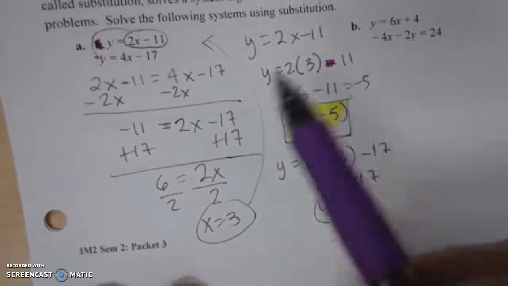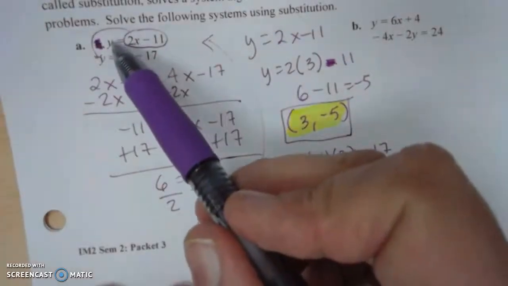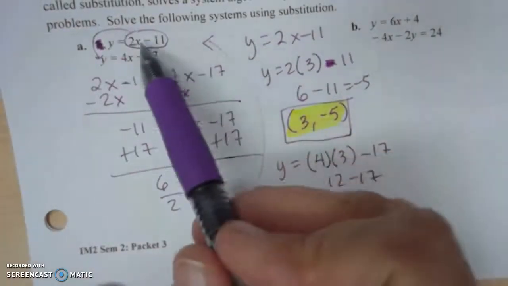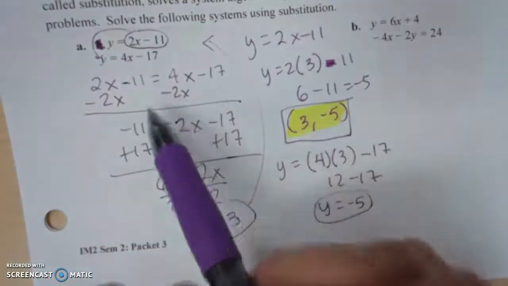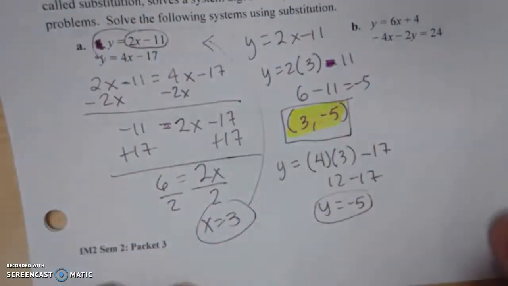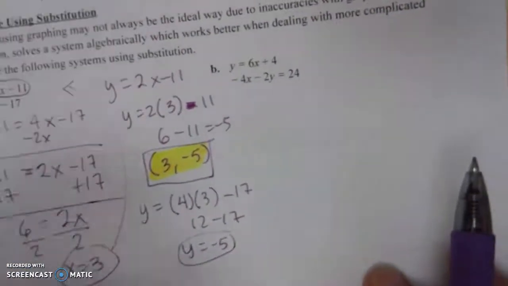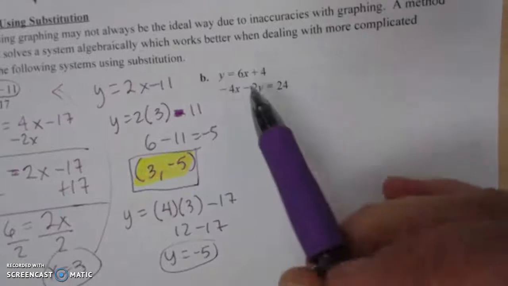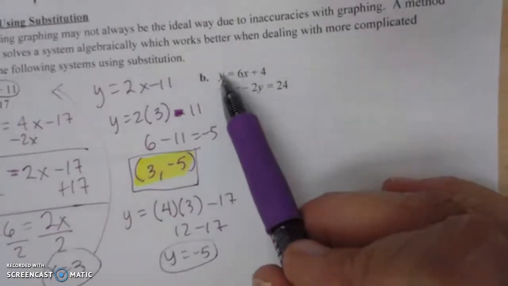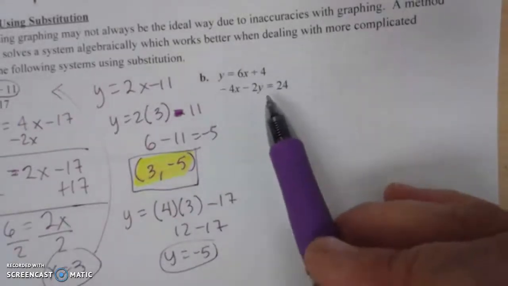Now it's nice when you see these two equations, they both say y equals something. You basically just set those two equations equal to each other and solve. Very simple. Let's look at the next one. The next one, we're also going to do algebraically, but it's not quite as simple. It doesn't just say y equals something and y equals something.